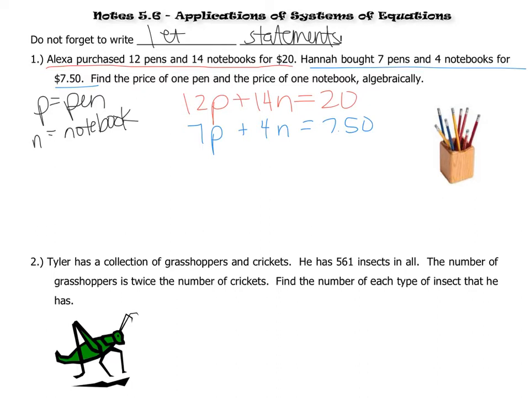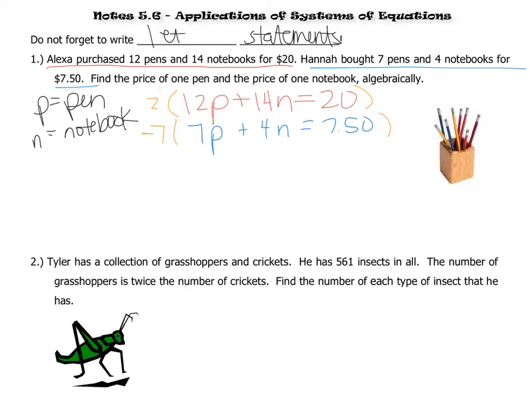So we need to make either the notebooks the same or the pens the same. In this one, making the notebooks the same will be easier. You want to find the greatest common multiple. The greatest common multiple for both of them is 28. So to get 14 to 28 is multiplying by 2, and to get 4 to 28 is multiplying by 7. Remember, you want one of them to be negative so that we'll be able to get rid of the notebooks.